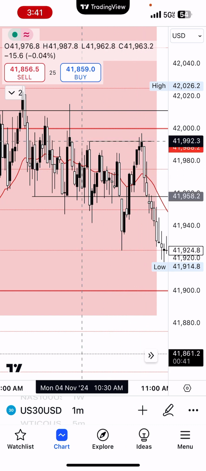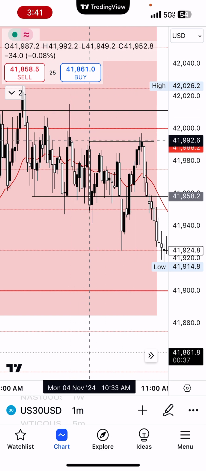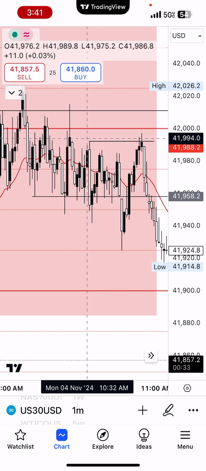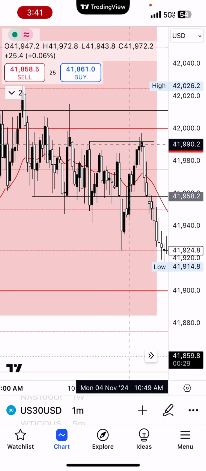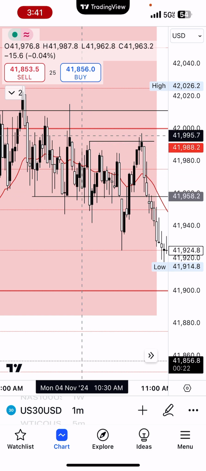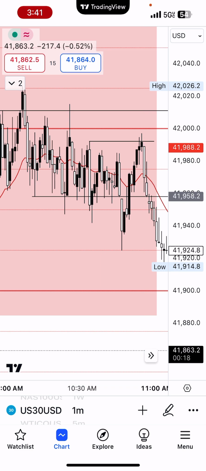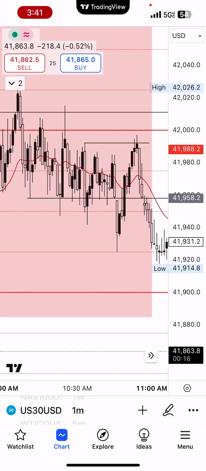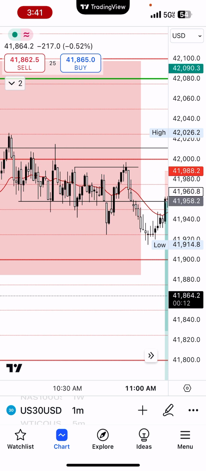I put this horizontal level here because this is the most recent lower high in structure. I looked at that as a resistance level, which this one is too, but this was the most recent one. So I just drew a horizontal there, but you can see the market came up to it and then dropped back down. This is really, really choppy, a lot more choppy than I like.